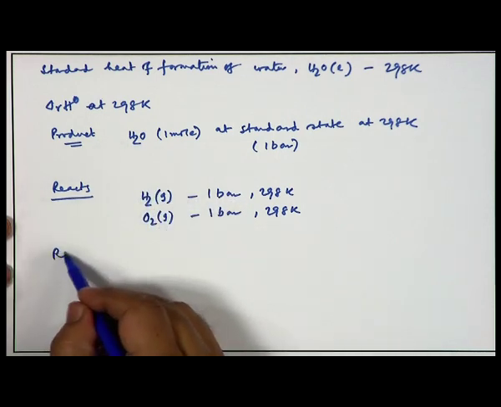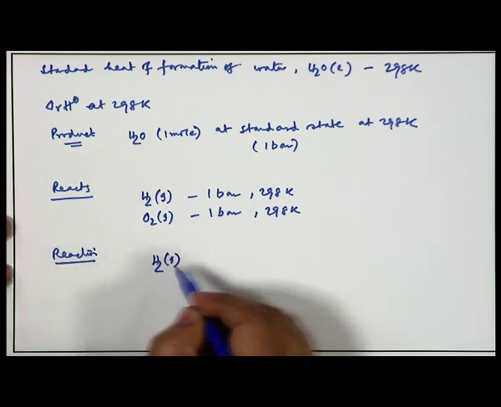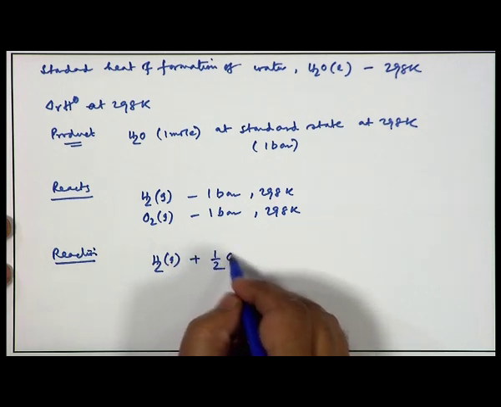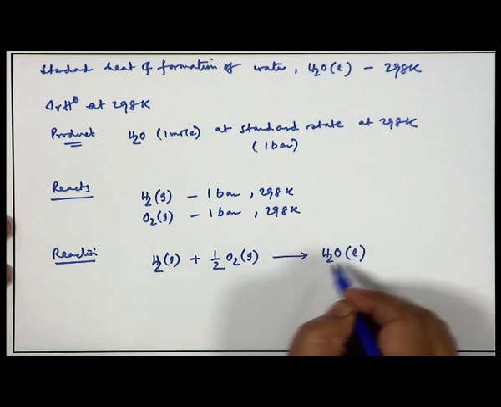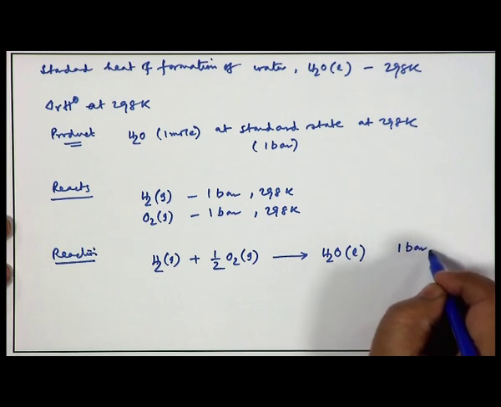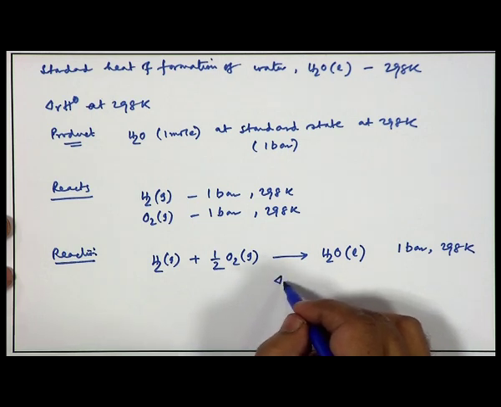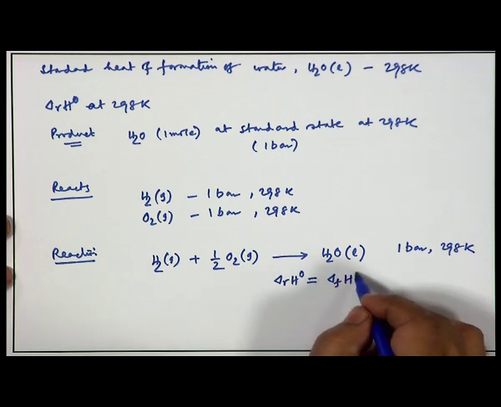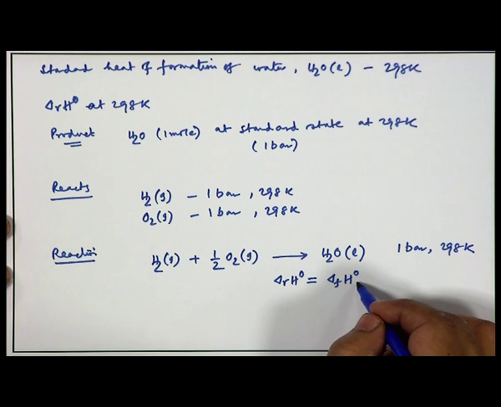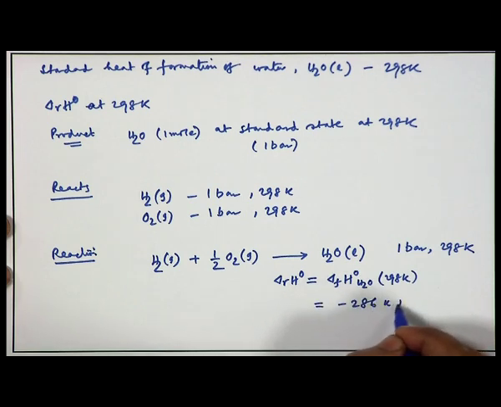So, the reaction would be H2 gas plus half O2 giving rise to H2O liquid. These are all at 1 bar, standard pressure, and 298 K. And the value of the heat of reaction for this particular reaction, according to our definition, for water at 298 K is minus 286 kilojoule per mole.